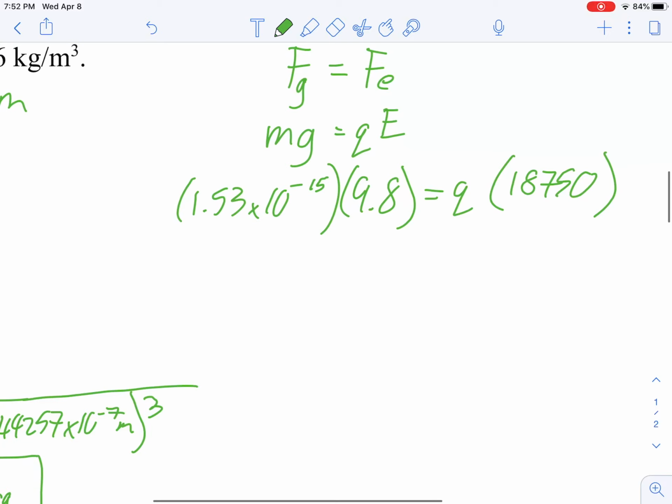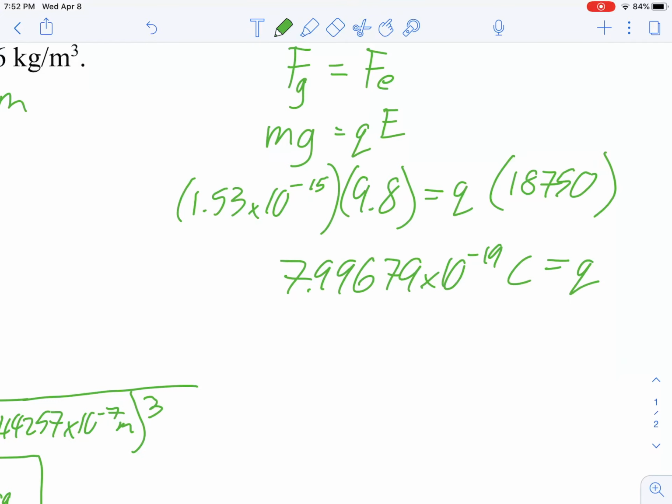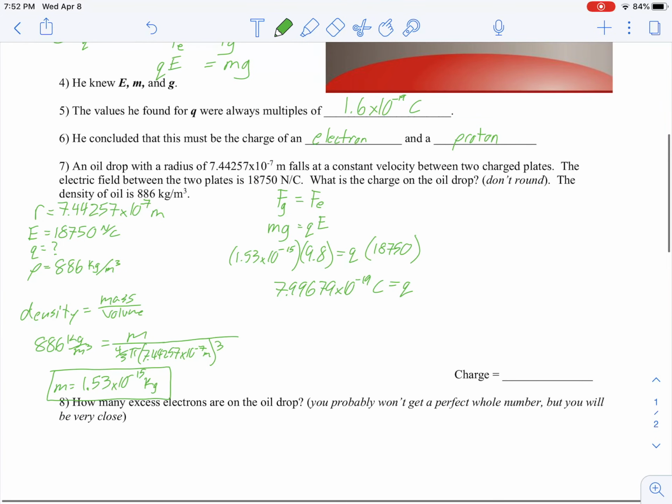And you should get, and there might be a little bit of rounding you have to do here, 7.99679 times 10 to the negative 19 coulombs. Now you might be saying, do I need all those significant digits? Yeah, just hold on to them for now. They'll come in handy in a second.